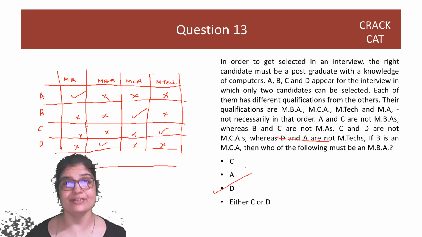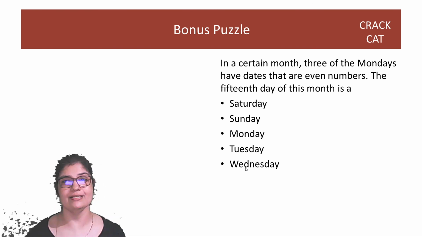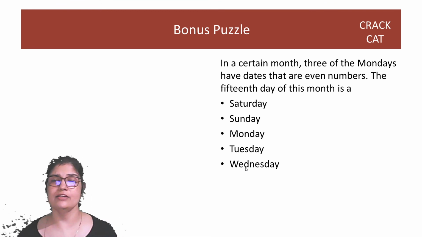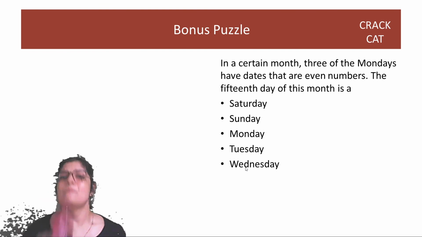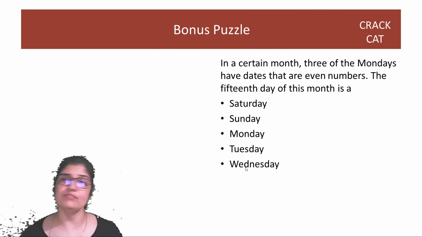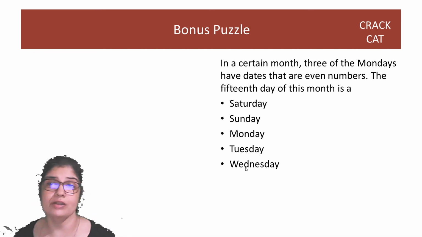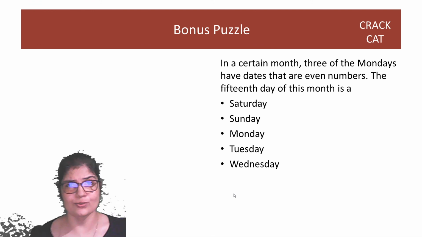So great. This is our first session for LR. Before we move away, there is a bonus puzzle as usual, something to think about till we meet next. In a certain month, 3 of the Mondays have dates that are even numbers. The 15th day of this month is which day of the week? Was it Saturday, Sunday, Monday? That's what you all need to find out. Don't sit with a calendar. Try and think this through, right?